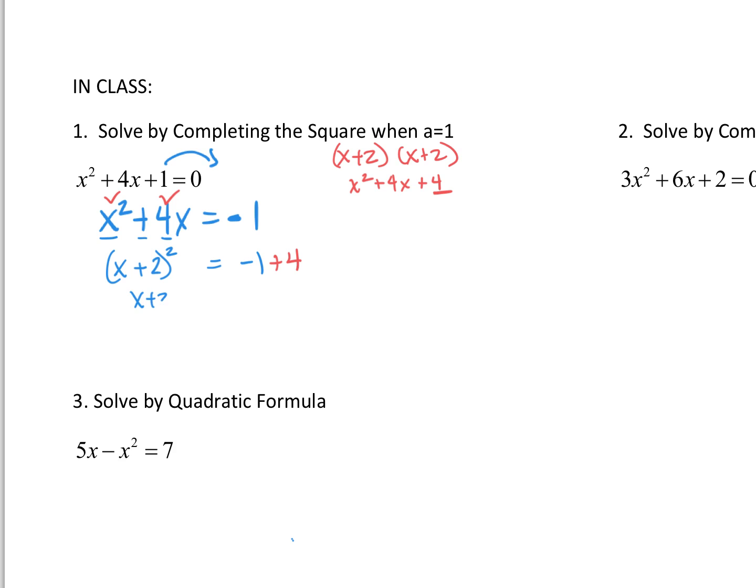Now we have x plus 2 squared equals 3. Now it looks like what we did yesterday when we extracted the square roots. Remember that? Where we take the square root of both sides. So now I've got x plus 2 equals the absolute value of the square root of 3, which just means plus or minus the square root of 3. The one last step I have to do is move the 2 over. So it becomes negative 2 plus or minus the square root of 3.